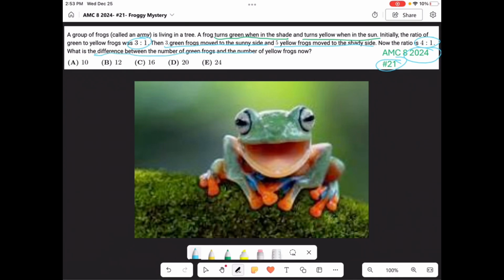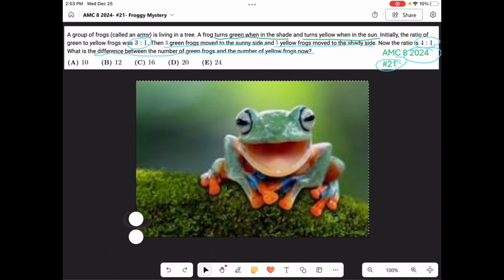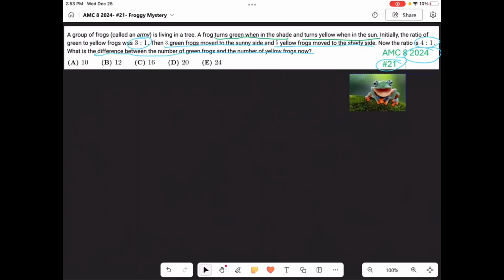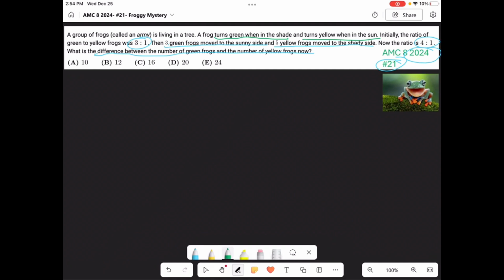Okay, so here is a frog, obviously. Anyways, the first thing we have to do is convert this stuff to an equation. Whenever we have a word problem, it's best if we convert it into actual numbers. So first, let's represent our original ratio with, let's say, green here and yellow here. The equation we can form from this is that 3y equals g. Right? Because if we have 1 yellow, then we'll have 3 greens. That's how the ratio works.